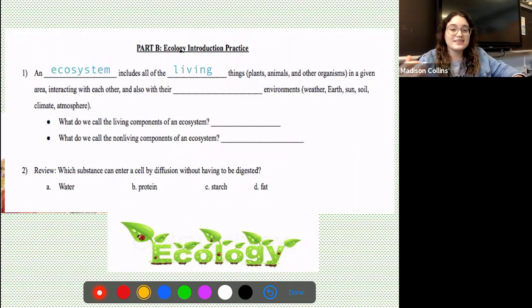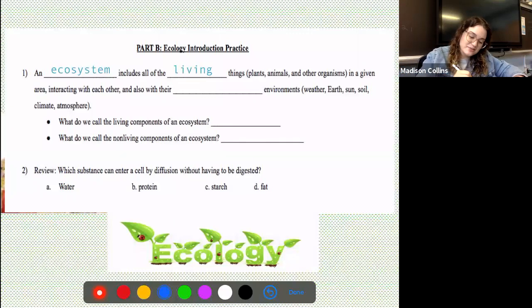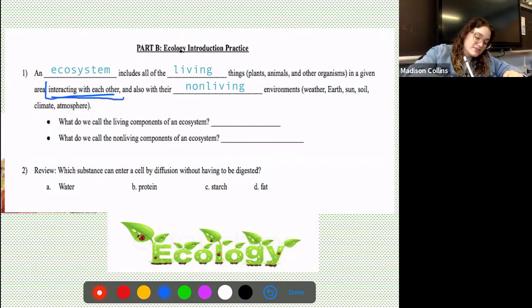It includes all of the living things in an area, like plants, animals, and other organisms, interacting with each other, and also with their non-living environments. So weather, earth, sun, soil, climate, atmosphere. We're talking about how all of these things interact with each other.